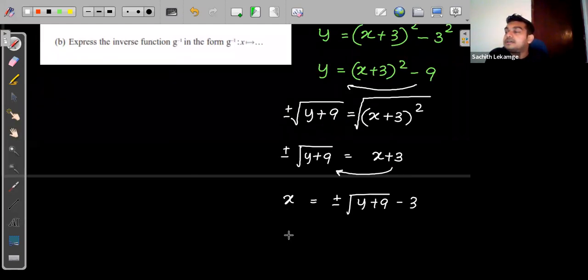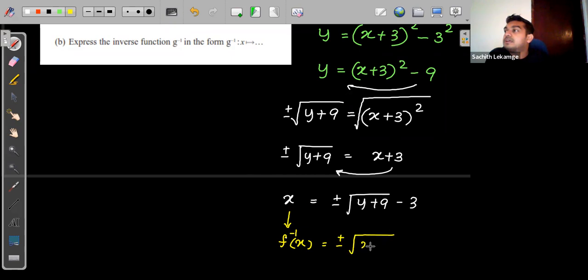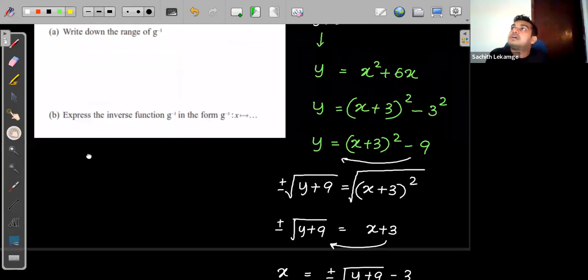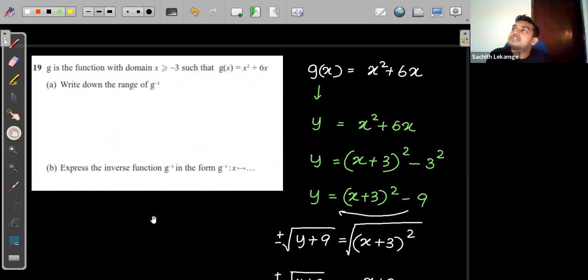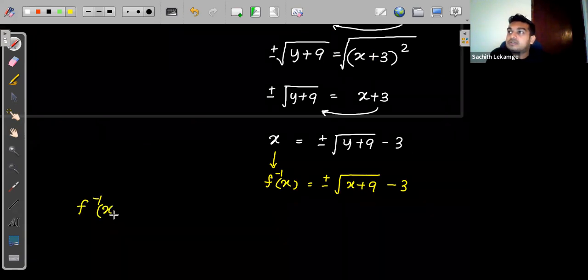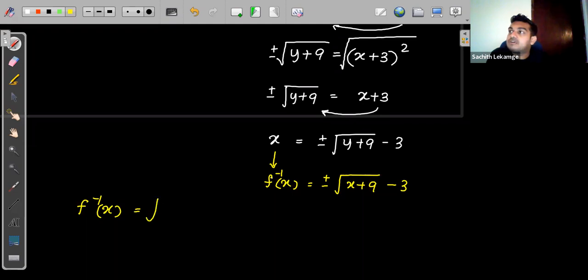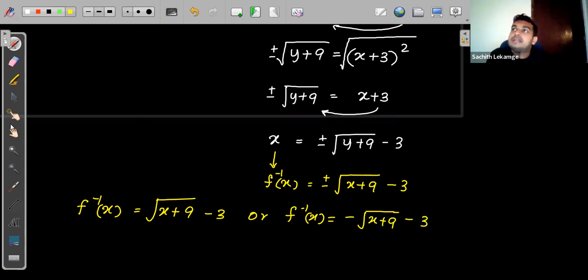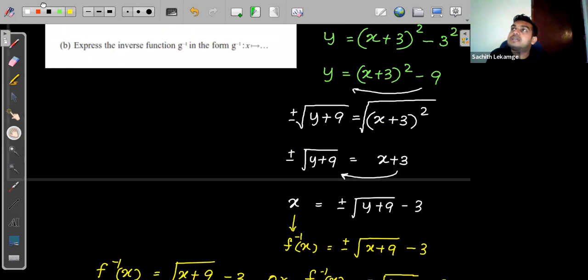Now what you need to do is convert this into g inverse x equals plus or minus the square root of x plus 9, minus 3. The domain is x bigger than or equal to minus 3. Two solutions are there: g inverse x equals the square root of x plus 9 minus 3, or g inverse x equals minus the square root of x plus 9 minus 3. Now they have given us the domain x bigger than or equal to minus 3.